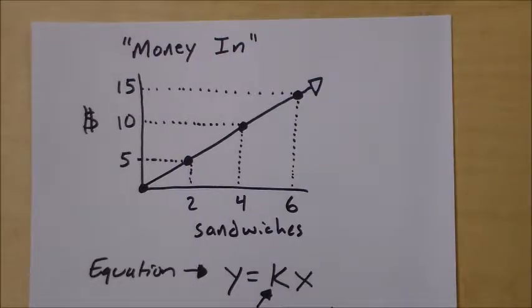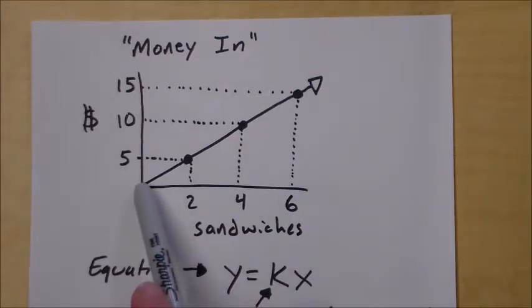And you're like, is this a proportional relationship? And you know the answer is absolutely yes. It's a proportional relationship because the graph is straight. It's a straight line, also known as linear, and it goes through the origin. It goes through 0, 0. So what's the equation for this graph?